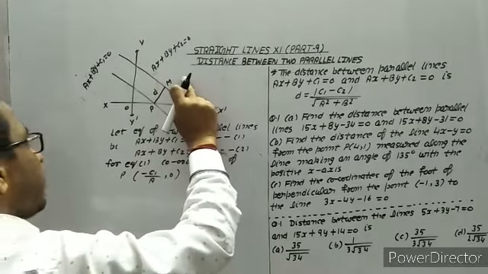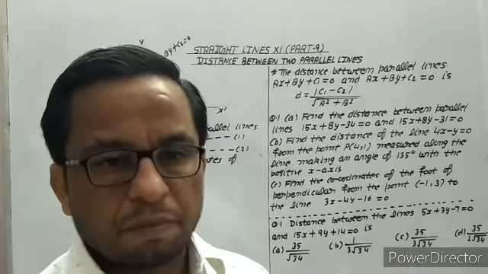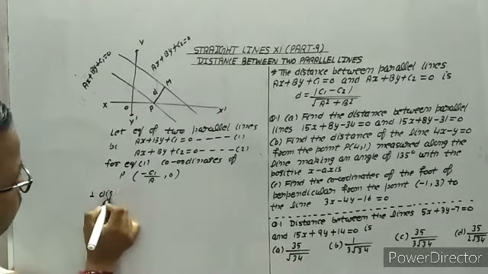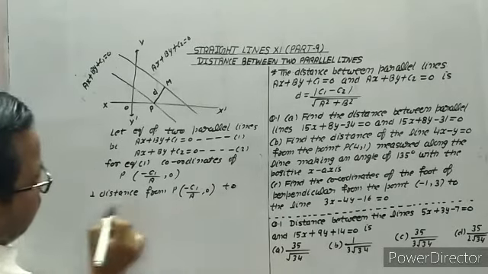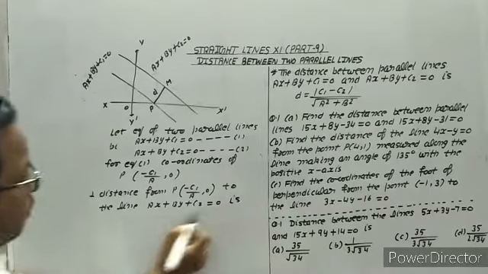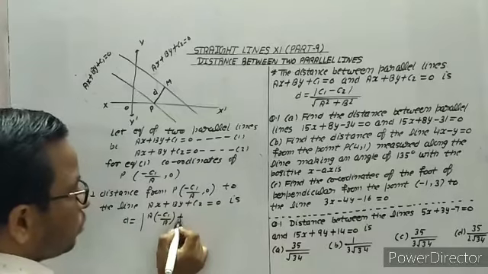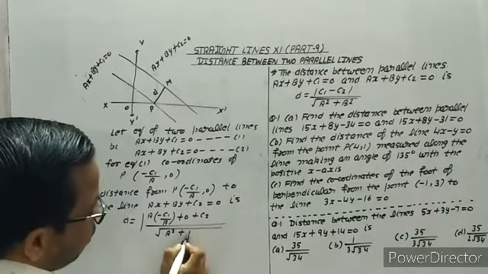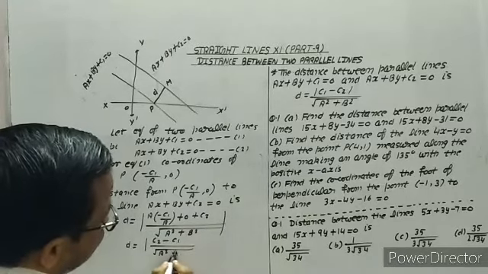Now from P, the perpendicular distance to the line ax plus by plus c2 equals 0 is, by the formula, d equals ax1 plus by1 plus c upon under root a square plus b square. On the basis of this, the perpendicular distance from P, whose coordinates are minus c1 upon a, 0, to the line ax plus by plus c2 equals 0 is d equals modulus of a times minus c1 upon a, plus 0 plus c2, upon under root a square plus b square. So we get d equals modulus of c2 minus c1 upon under root a square plus b square.